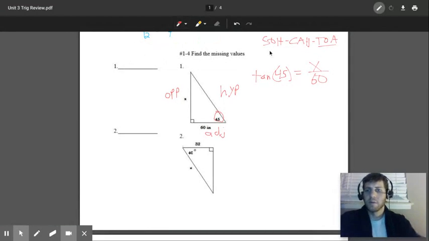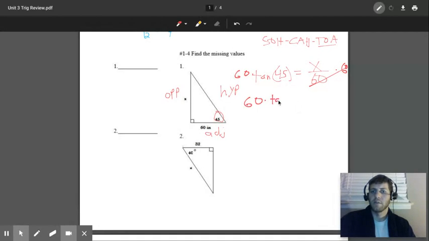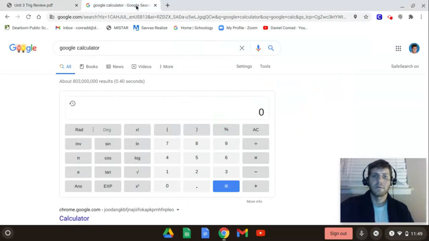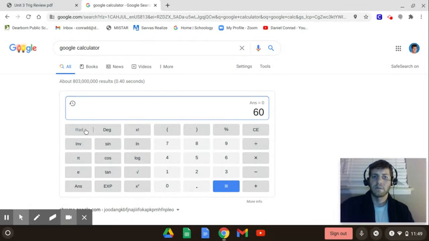Now we've got to solve for x, so we multiply both sides by 60. Those will cancel out, so we have 60 times the tangent of 45 equals x. If I go over to my calculator, 60, make sure I'm in degrees, 60 times tangent of 45, I'm going to get an answer of 60.